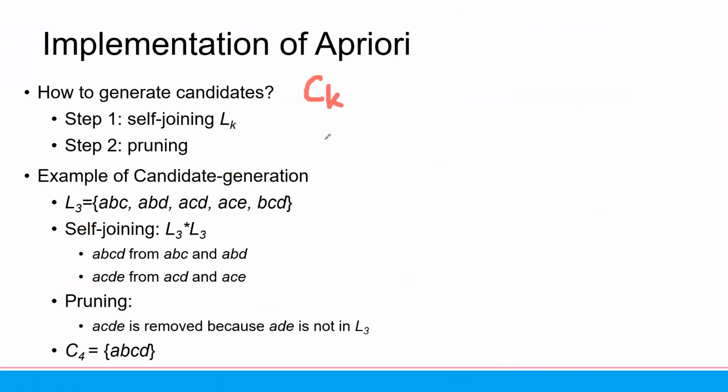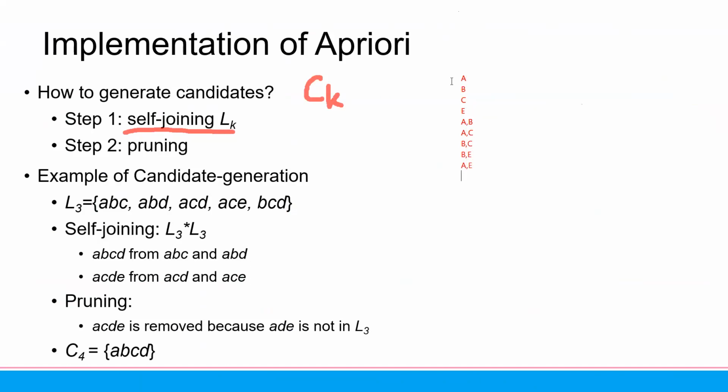Self-joining the Lk. What is self-joining? If you have A, B, C, E, then you can just join them. A and B, okay. A and C, so this is just self-joining. And then B and C, and then B and E, okay. And then A and E, and so on. Okay, so there will be many combinations. So this is the self-joining.